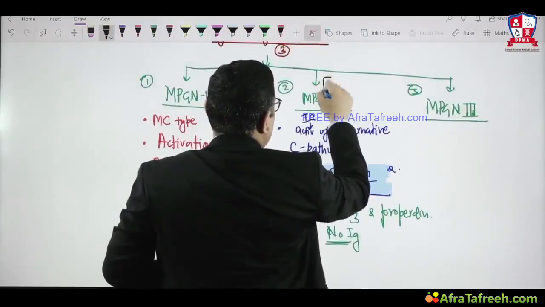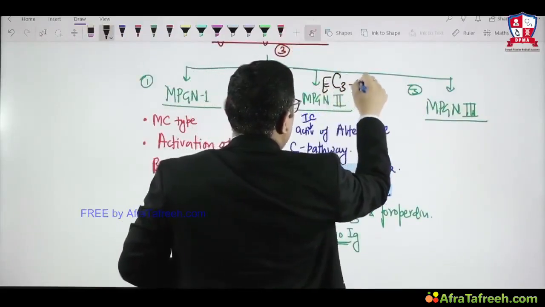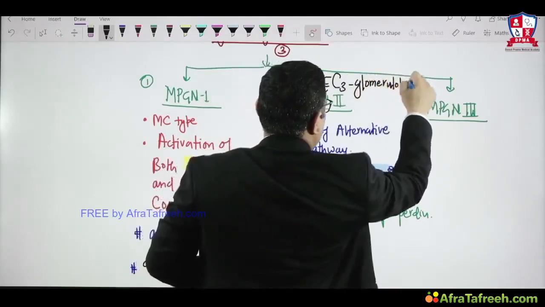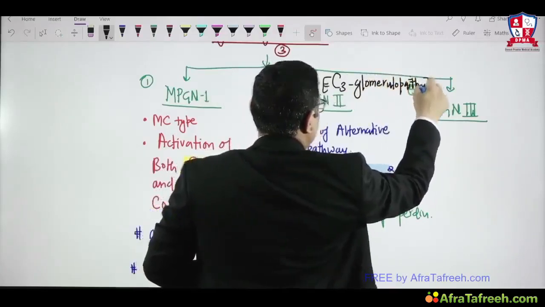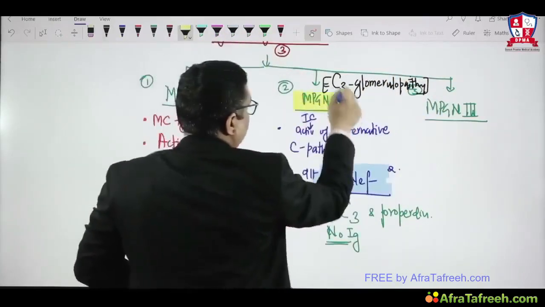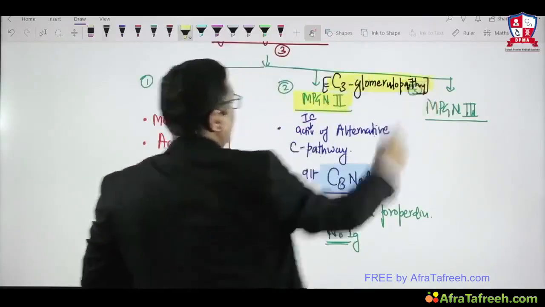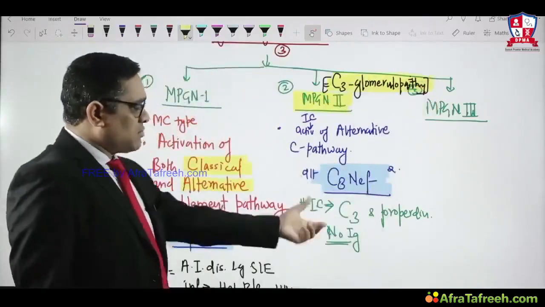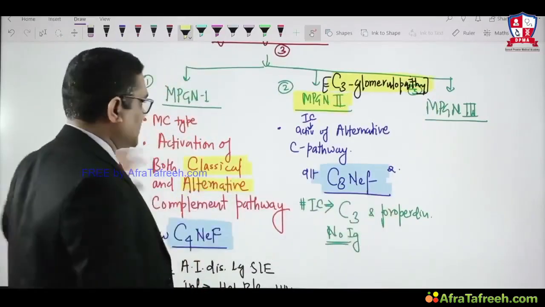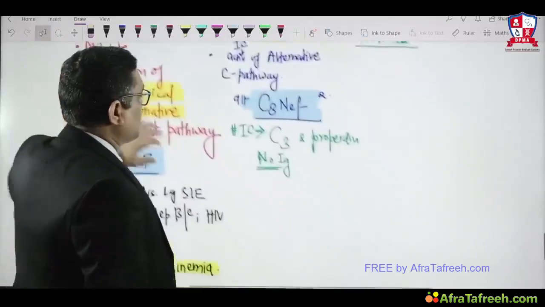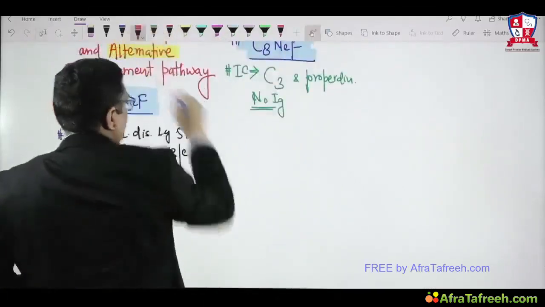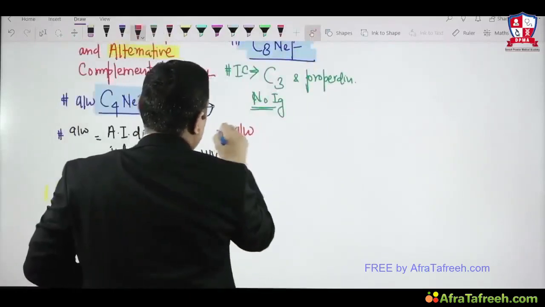MPGN 2 is also known as C3 glomerulopathy. So MPGN type 2, remember, is also known as C3 glomerulopathy, which the examiner may ask. Why? Because there is no immunoglobulin, only C3 and properdin are accumulated in immune complexes, right? So type 2 is associated with C3 nephritic factor, and they are also strongly associated with partial lipodystrophy.